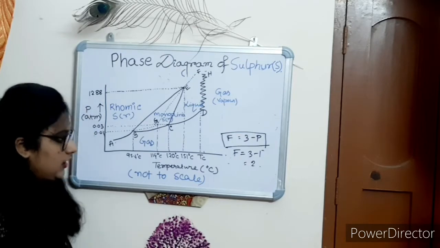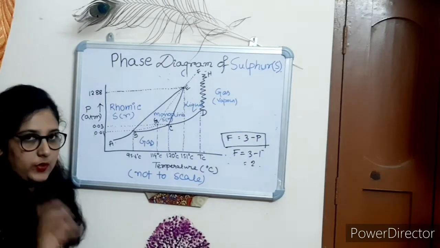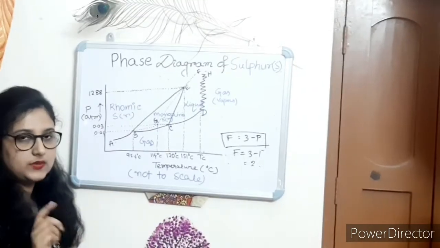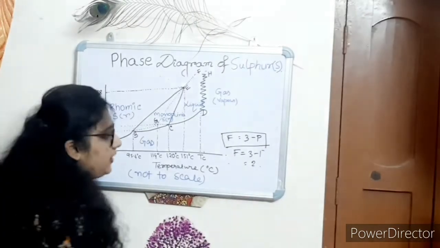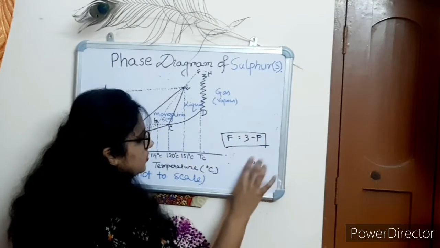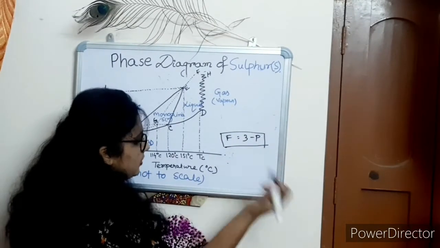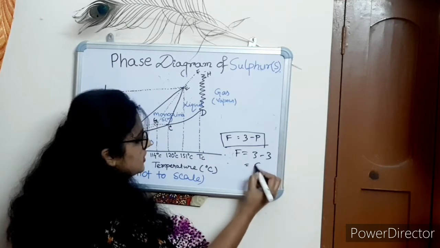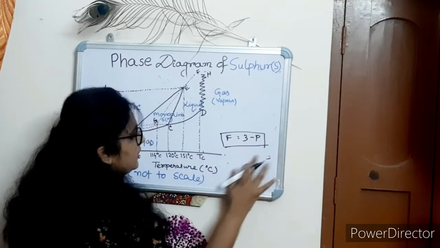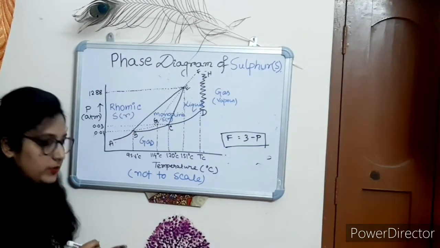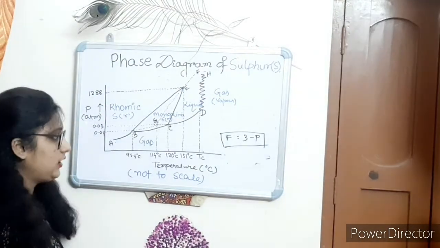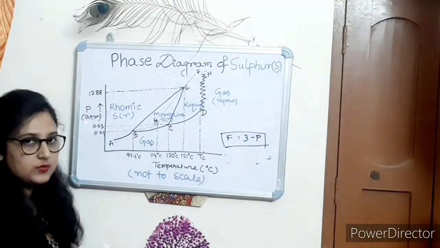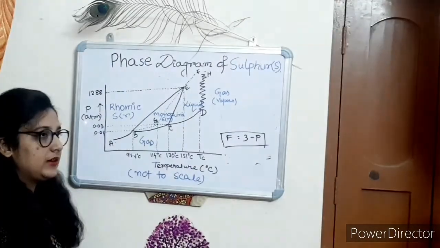And there is a special point where three phases can coexist, which is known as the triple point. For the triple point P is equal to 3, so F is equal to 3 minus 3, that is equal to 0. In case of water there is only one triple point, but in case of sulfur there is more than one triple point.